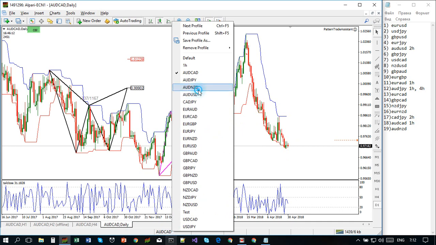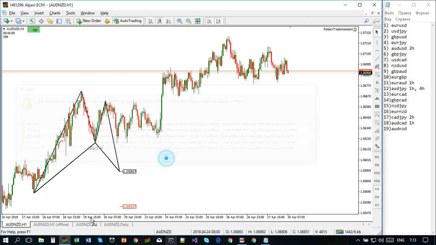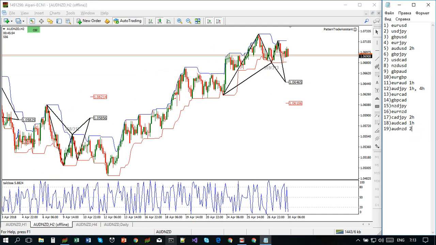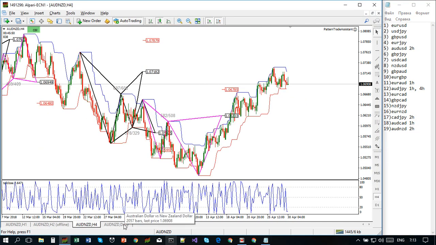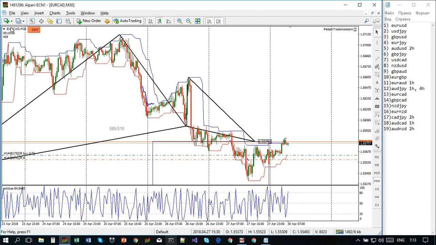Then let's go Aussie New Zealand. On 2 hour we have a unified Gartley. Okay, and Aussie daily, a potential cipher. Now let's go to my default profile, and let us add these pairs.